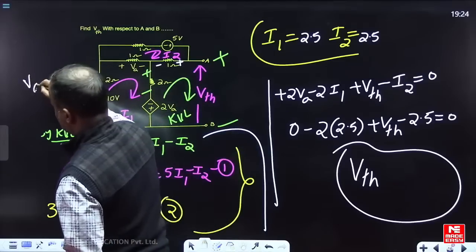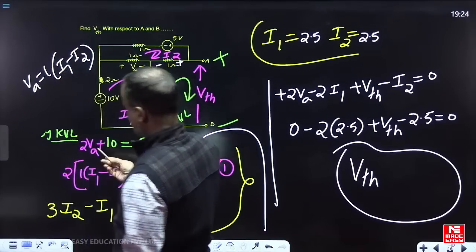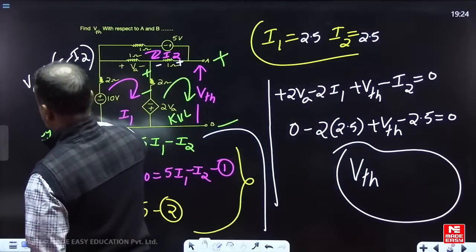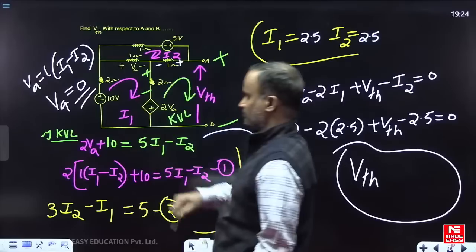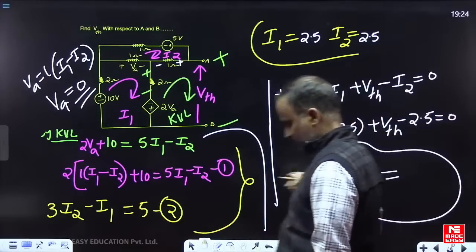What is the meaning of this VA mathematically? 1 into I1 minus I2. Previously already concluded, VA means I1 minus I2. Here I1 and I2 are both exactly equal, so what is the VA value? It is 0. Put VA as 0, simplify, and can you find the VTH value?